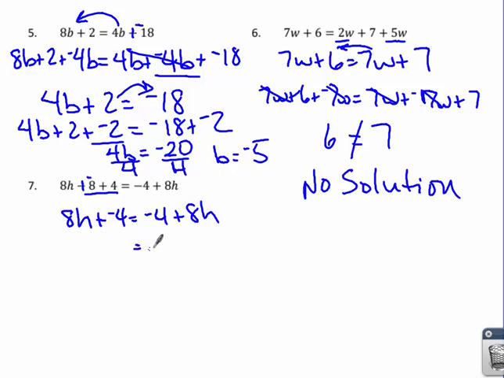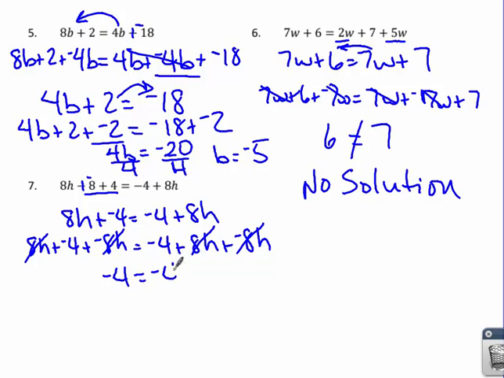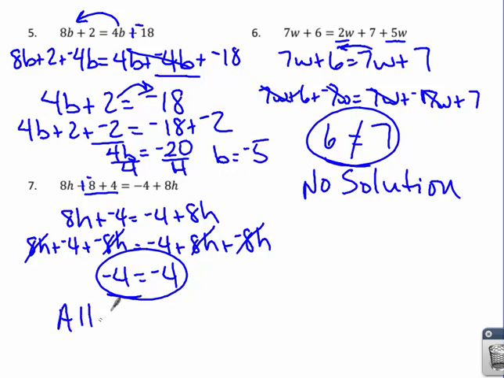So I'm going to go ahead and get rid of the 8h's. So negative 4 plus 8h plus negative 8h. And over here it's 8h plus negative 4 plus negative 8h. And you'll notice the 8h's go away on both sides, and we're left with negative 4 is equal to negative 4. Now in question number 6, it made a false statement. But in question number 7, we have a true statement. So if it is a true statement, then we say all real numbers, because every answer I plug into h will work.